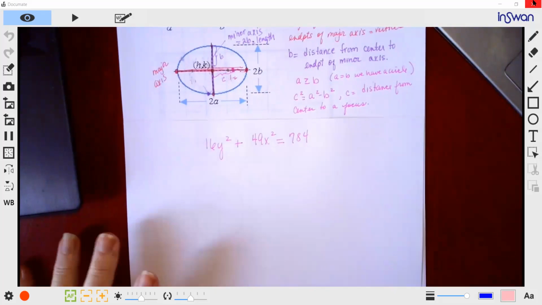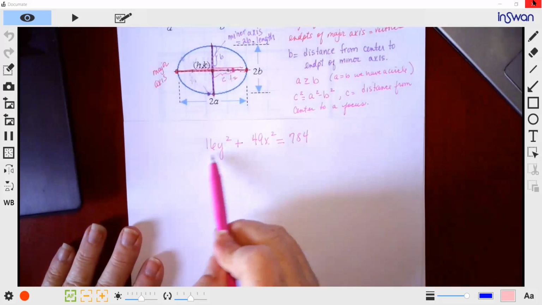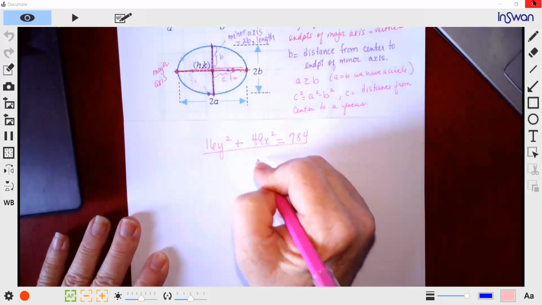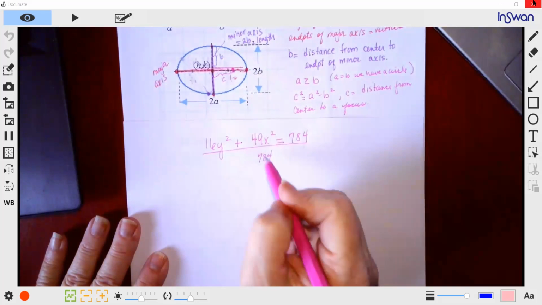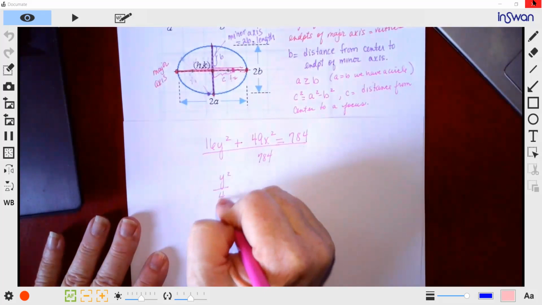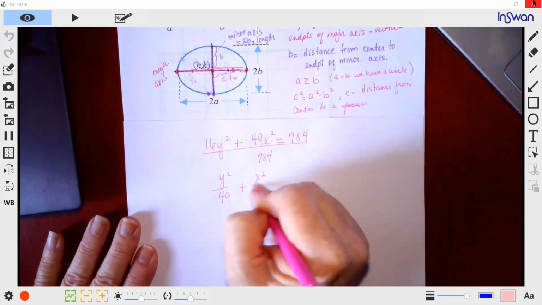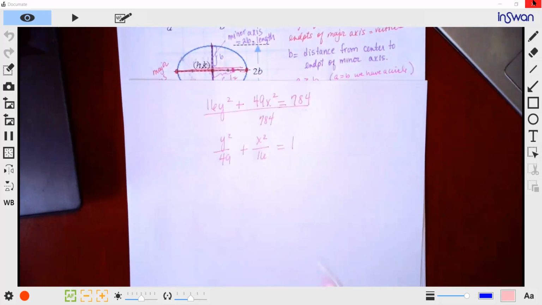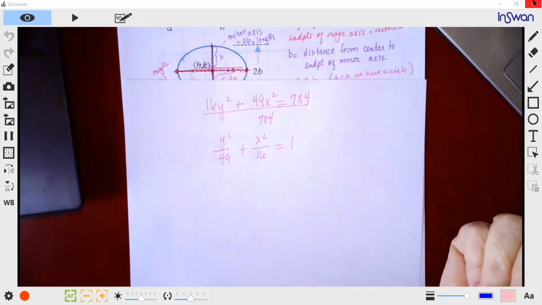Okay. Before we can figure out all the stuff about my ellipse, I'm going to need to put this in standard form. In other words, put equals 1. So I need to get a 1 over here by itself. So I'm going to divide the whole thing by 784. Now, when you divide 16 by 784, you get 49 in the bottom. 49 over 784 is 1 over 16. Okay. So in this case, how do I know that this is an ellipse and not, say, a parabola?